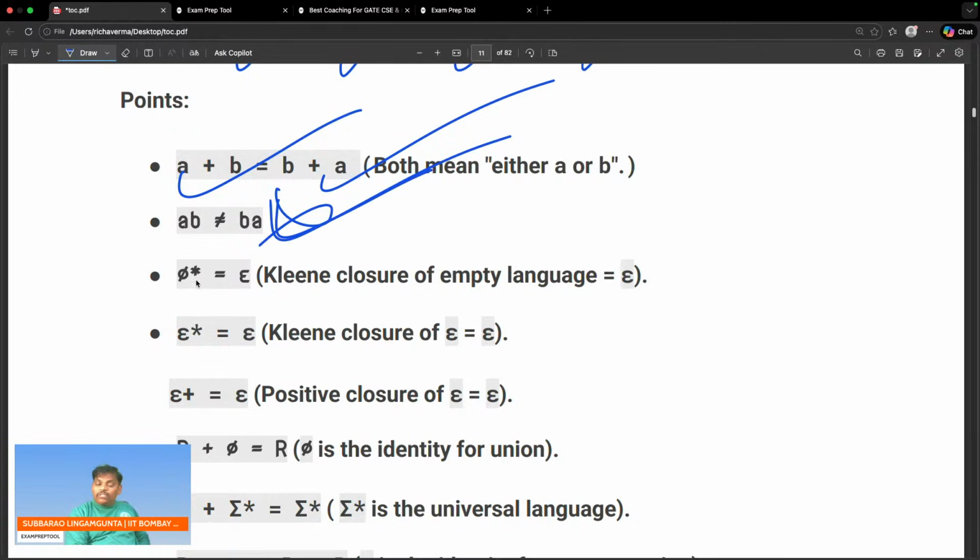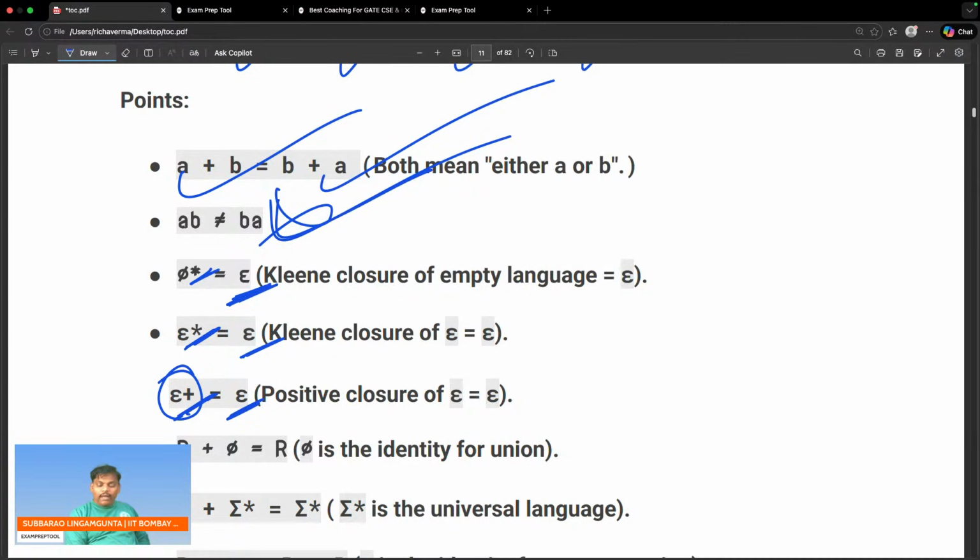For Φ star, by seeing star, you have to keep epsilon. By seeing plus, you have to remove epsilon. But here, epsilon plus contains epsilon.